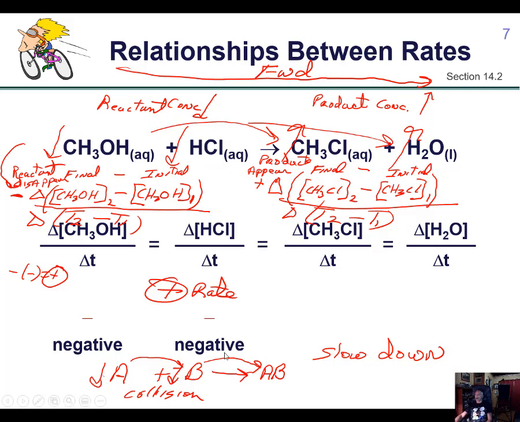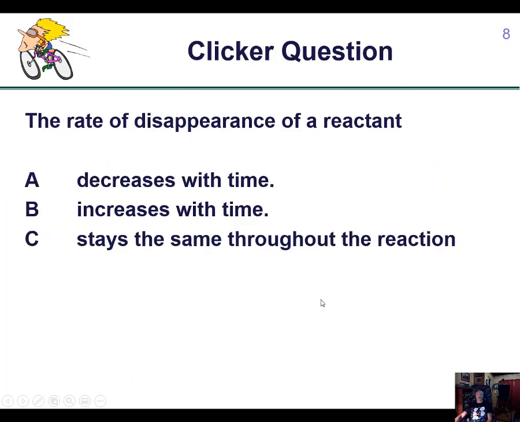All right, so that brings us finally to this question. The rate of disappearance of a reactant, and here are your three choices. A, decreases with time, B, increases with time, C, stays the same throughout the reaction. So I'm just going to leave that one to you.